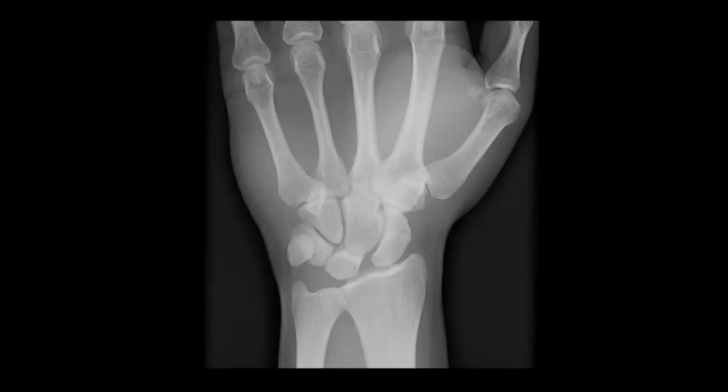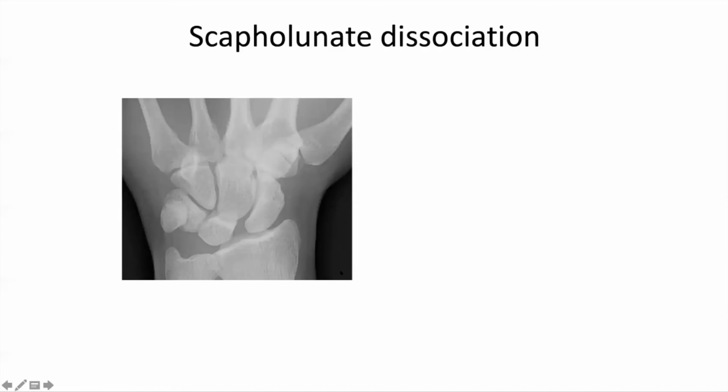Here's another patient who comes in with pain. And again, this is an AP of the wrist. As we take a close look at the alignment, something seems a little bit off. And in particular, as we look right here at the alignment between the scaphoid and the lunate, we notice that space is wide. And what this is, is scapholunate dissociation.